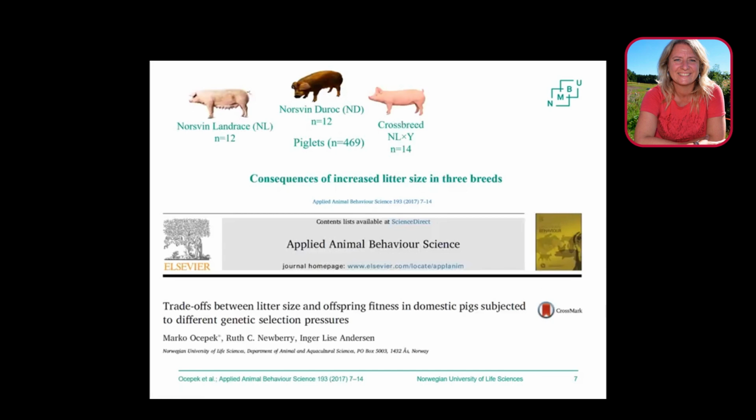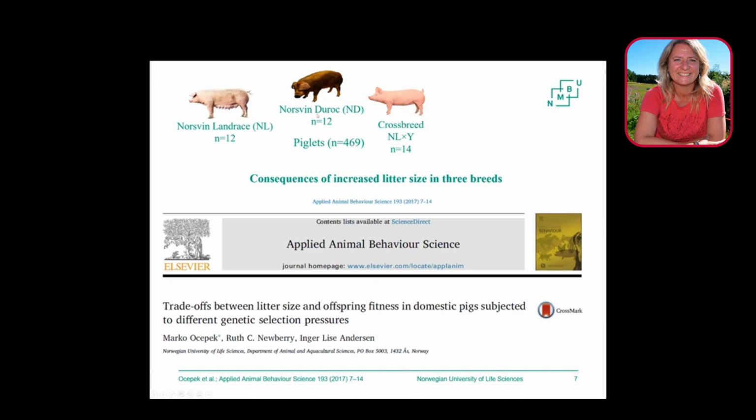So if we go back to the sow investment, we have also published quite a lot of work on this topic. This is an example of a paper where we looked at trade-offs between litter size and offspring fitness in domestic pigs subjected to different genetic selection pressures. We looked at 3 different breeds because we needed some control, and we used a father breed, the Duroc, and compared this to the crossbred sow that is most represented in our commercial farms, and the Landrace, which is the mother breed.